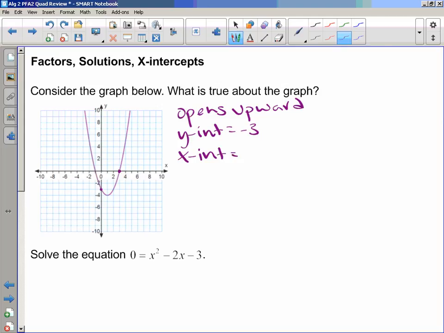I've got an x-intercept at 3 and -1. That's what I know. I'm sure I could say more, but those are just the key characteristics that we've been focusing on. It doesn't look like it's narrower or wider. I could put that it just looks normal.